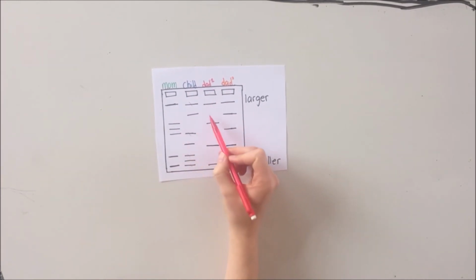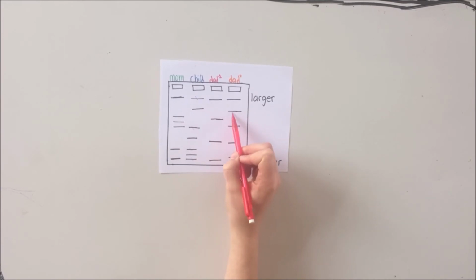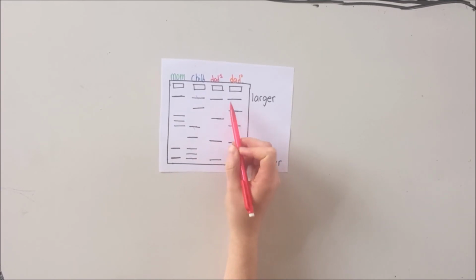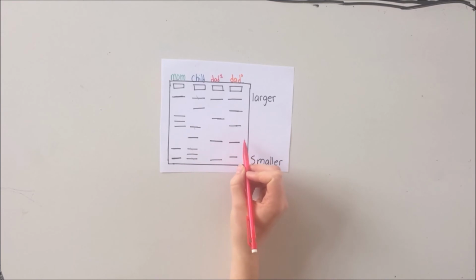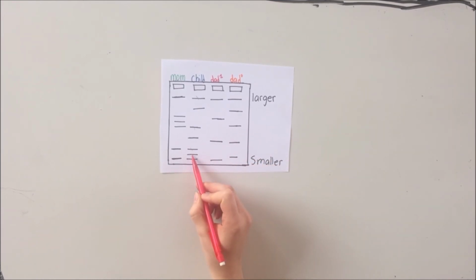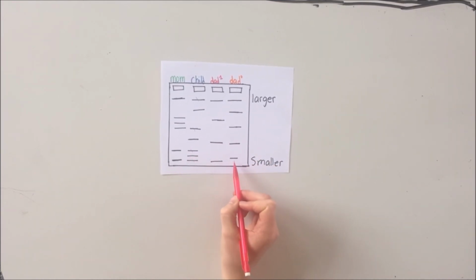This fragment, however, is not accounted for by dad 1, but it is accounted for by dad 2, proving that dad 2 is a genetic father. This is further supported by this DNA sequence that is also only supported by father 2.